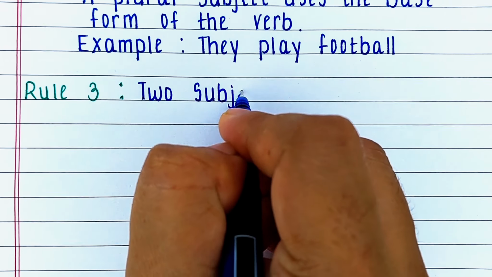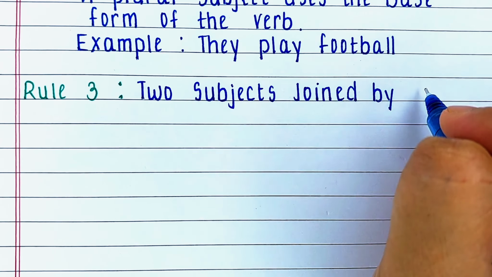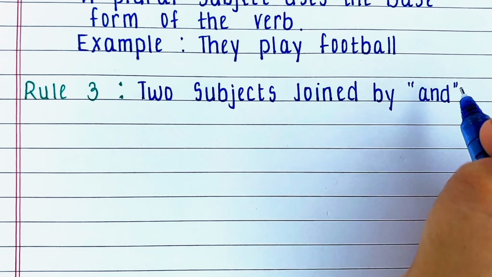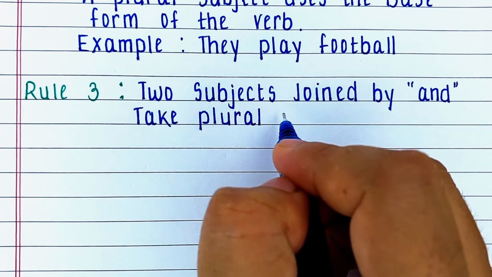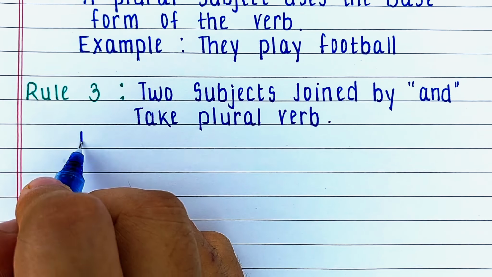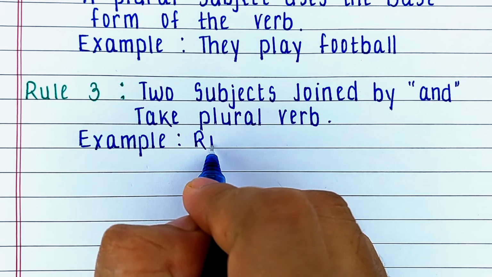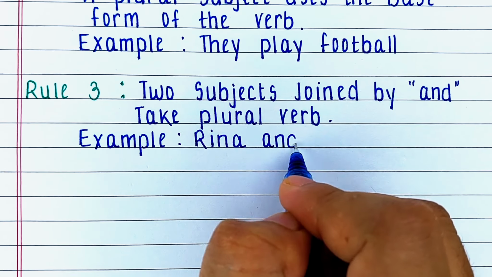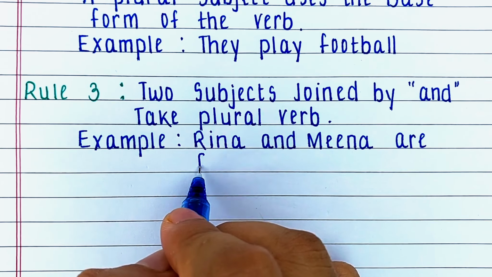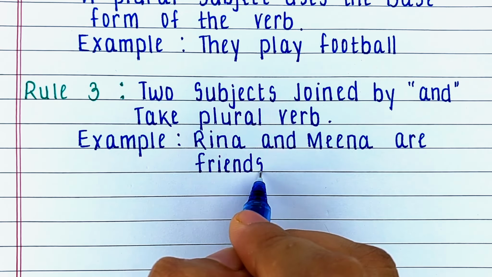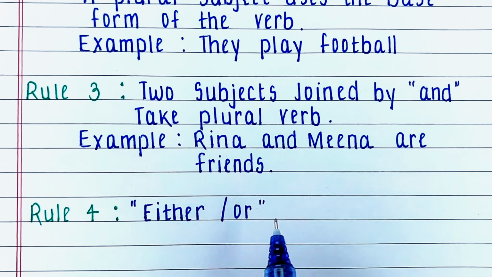Rule number 3. Two subjects joined by and take plural verb. For example, Reena and Meena are friends. As you can see, we have used are, that is a plural verb. Rule number 4.